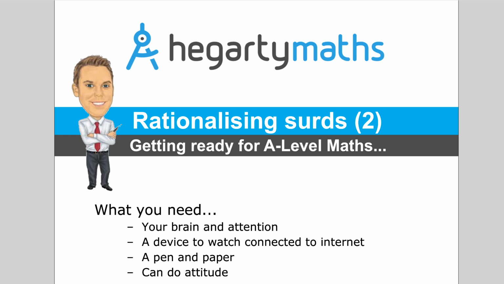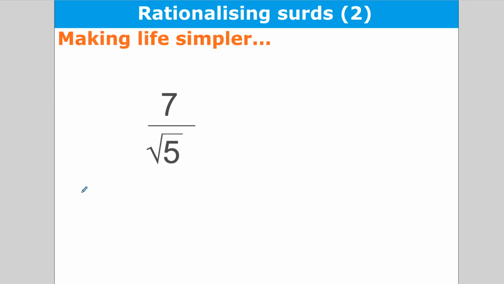So let's kick off, and we're going to start where we left off last time. Do you remember in the last lesson, I talked about situations like this? And I said, we never like a surd on the denominator. So what we do to get rid of that surd is we multiply this fraction by root 5 on top and root 5 on bottom. This would give us 7 root 5 on the top, and root 5 times root 5 just gives me 5. Effectively we have made that difficult surd go on the numerator as opposed to the denominator.